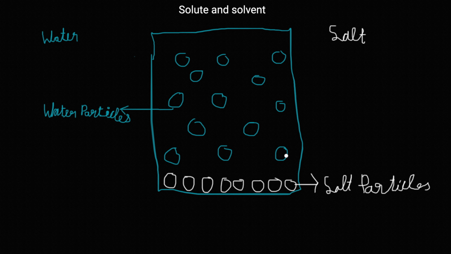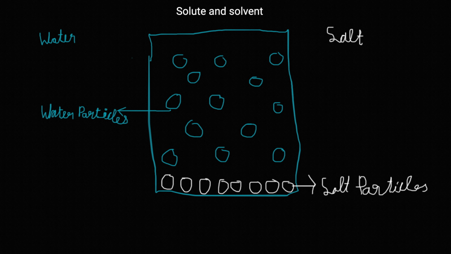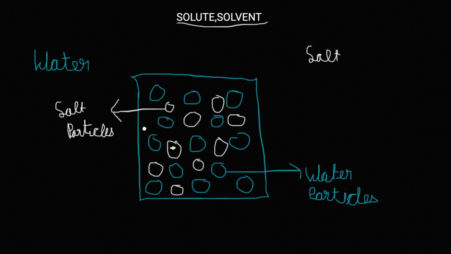But when we start mixing it, what happens to the salt? Well, this is what happens. The salt particles start moving around and fill the small places. You see these gaps in between the water particles. So this is what happens when you mix salt and water. This is the same process that happens when you add sugar in water.